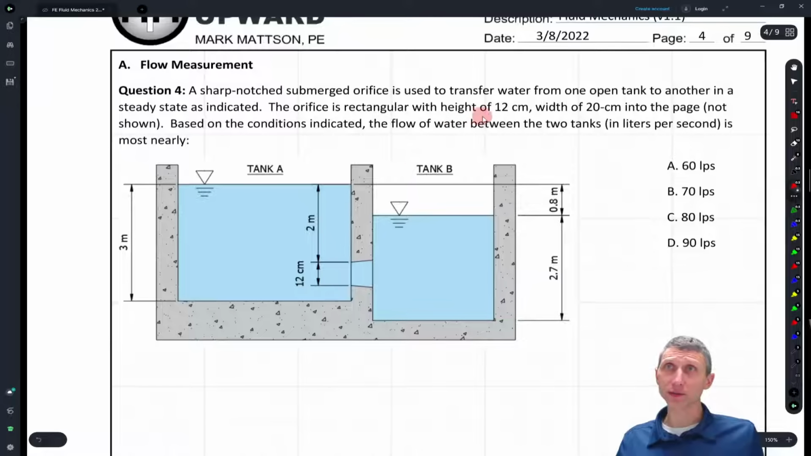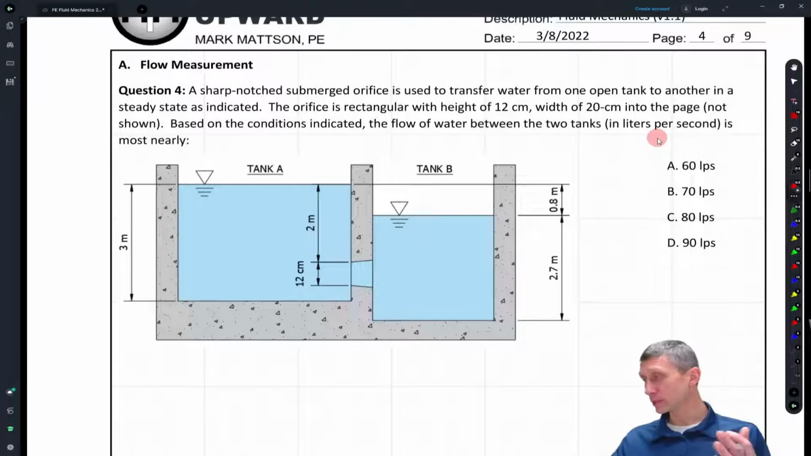The orifice is rectangular with a height of 12 centimeters and width of 20 centimeters. So into the page, it's 20 centimeters. Based on conditions indicated, the flow of water between the 2 tanks is in liters per second. So here, we don't have cubic meters per second, we have liters per second, which probably would have been better units for the previous problem, but let's just use it for this one too.